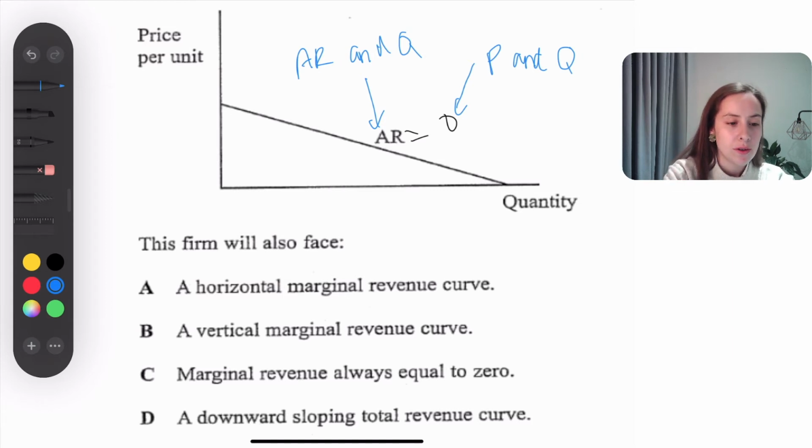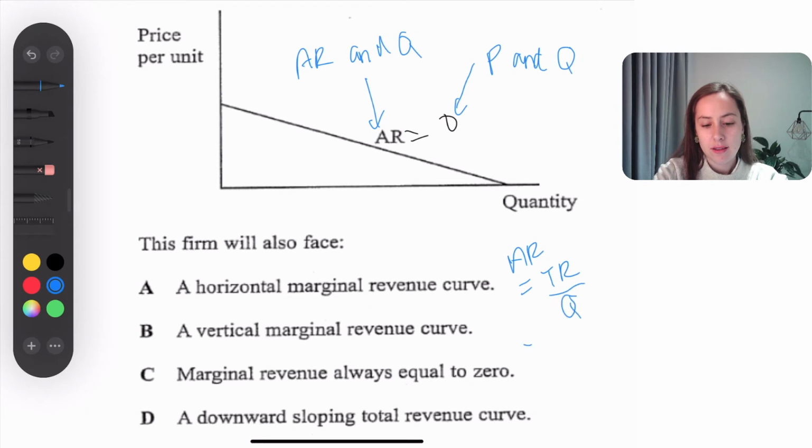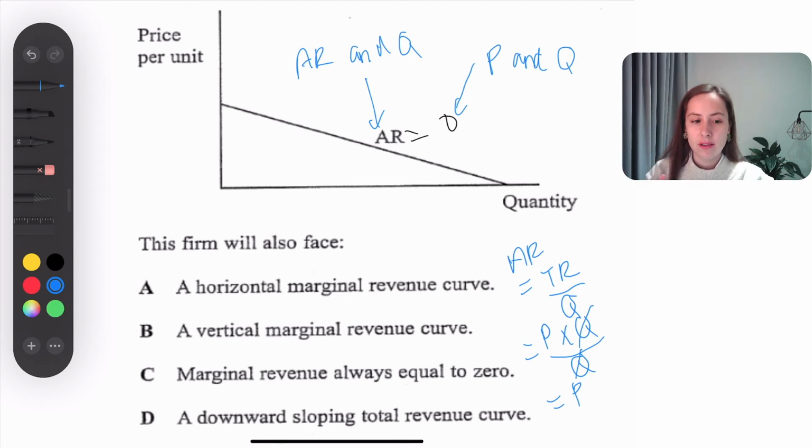But you know that AR is TR over quantity, and you can split that into P times Q over quantity. Quantities cancel out and you're left with price. So plotting AR against quantity gives you the AR curve. But since your AR is equal to your price, it's kind of a long explanation just to explain why AR equals D, but it's the same thing as plotting price against Q. So it literally means the same thing as your demand curve in this context. Anyway, that's just a side note about that.